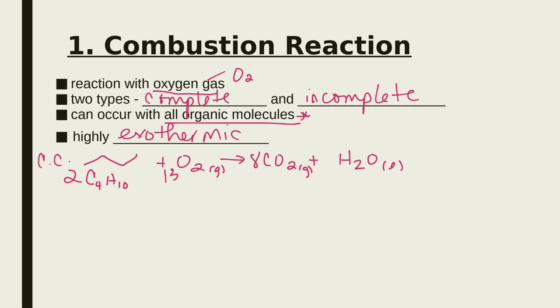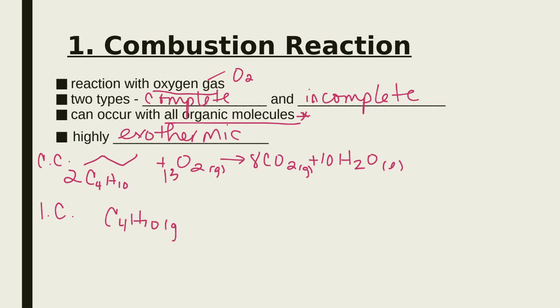8 carbon dioxides, and then 10 water molecules when you finally get that fully balanced. Let's do the same thing now with incomplete combustion, and we'll stick to butane. So again, we tend to use line diagrams, but line diagrams are not helpful when we need to balance reactions like a combustion reaction. So we're just going to rewrite C4H10.